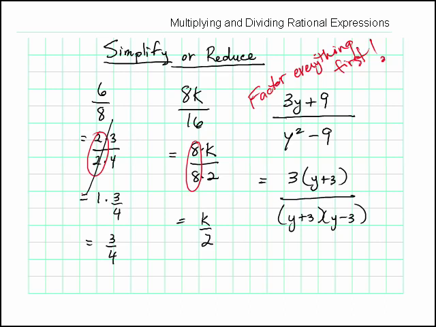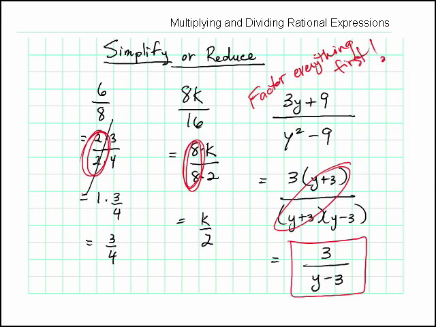Now I can reduce common factors. In other words, y plus 3 over y plus 3 reduces to 1, just like it did here with the 8s and here with the 2s. It's the same concept. And I'm left with 3 in the numerator over y minus 3 in the denominator. And I've simplified the fraction. There's my answer right there.